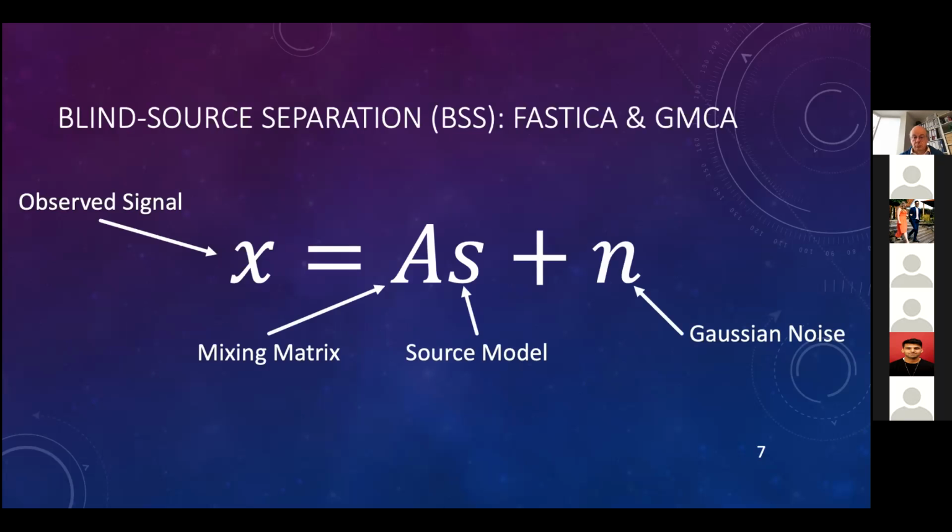In an ideal world, each row in the source model is each of your different foregrounds, and the mixing matrix is the identity. But of course, in reality, it's far from perfect, and your source model becomes more of a mixture of the different foregrounds, and the mixing matrix deviates away from the identity. Once we have optimized our foreground model, GMCA does this by enforcing sparsity through morphological sparsity, and FastICA does it through statistical independence. We can subtract the foreground model from our observed signal to get the Gaussian noise, which should contain our 21 centimeter signal and instrument noise.